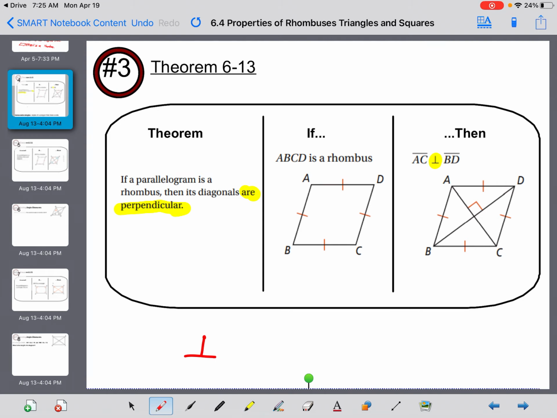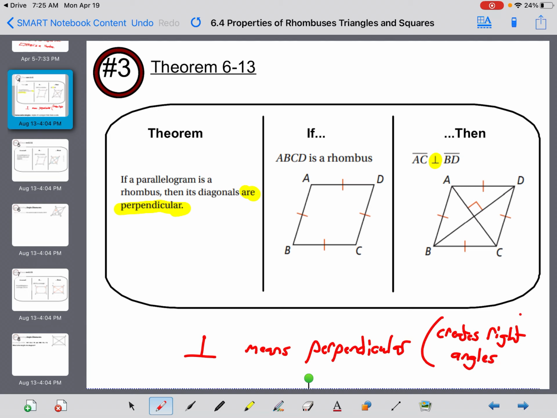I'm just going to make a note that this symbol means perpendicular. And what does perpendicular mean? It creates right angles. And that right angle is shown right here with the box.